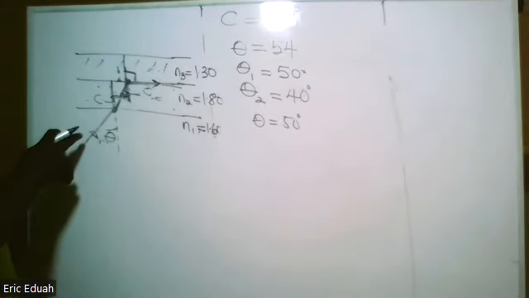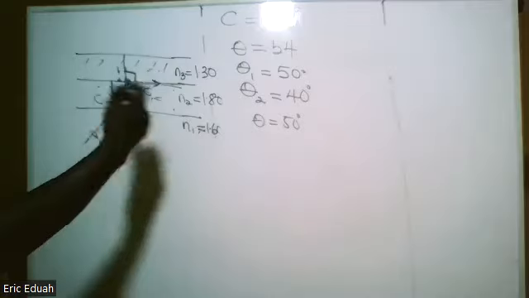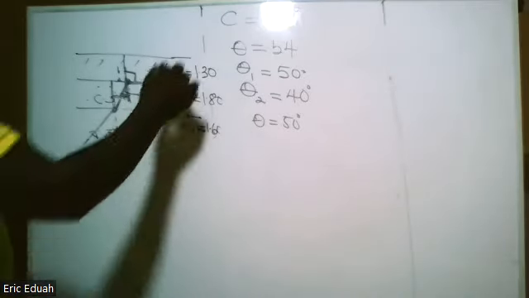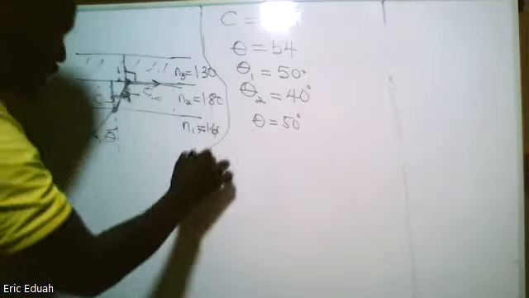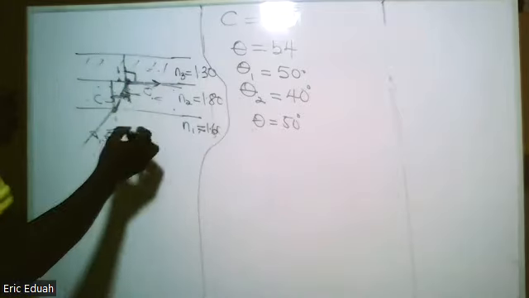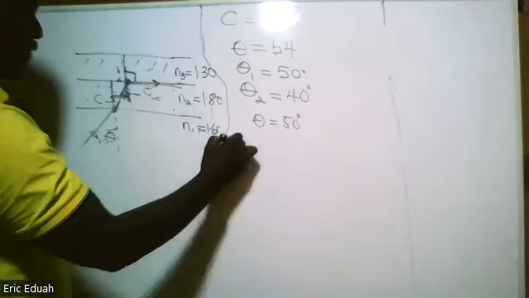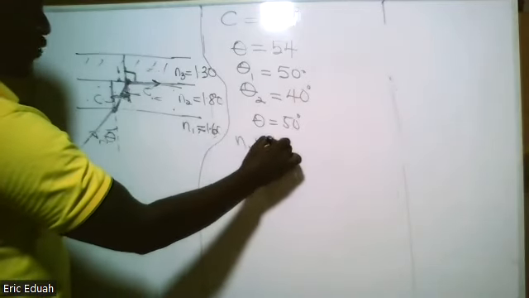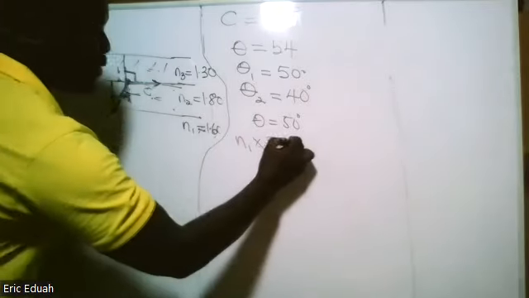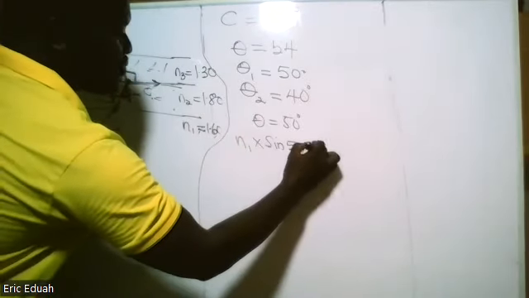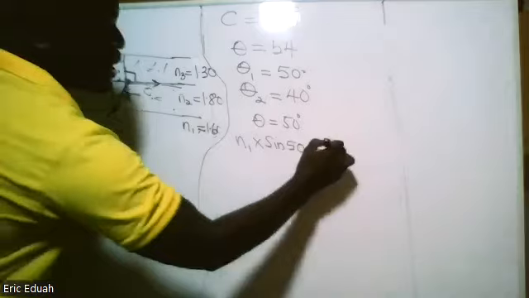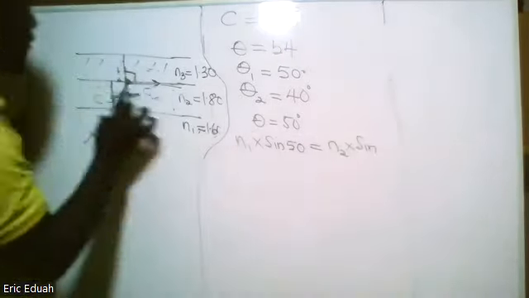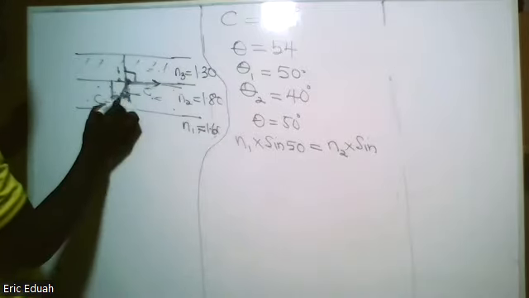We are decreasing the angle of incidence to see what will happen. Please, are you with me? Yes, please. So the refractive index of 1 times the sine of the angle of incidence, which is 50, must be equal to the refractive index of 2 times the sine of the angle of refraction, which we don't know.